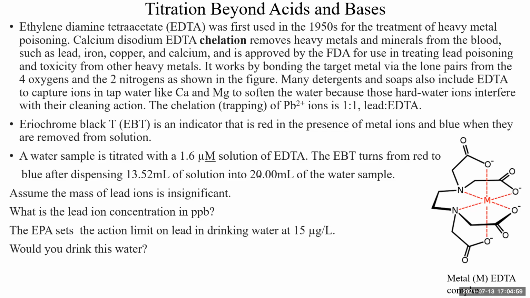EDTA was first used in the 1950s for the treatment of heavy metal poisoning. If you ingest lead or zinc or even mercury, as long as it's not organic mercury, which if you do, there's really no coming back from that, but just regular mercury, most likely you'll get some kind of chelating agent, and very likely that chelating agent will be sodium ethylene diamine tetraacetate, sodium EDTA, or sodium calcium EDTA. You'll get something like it as a chelating agent.